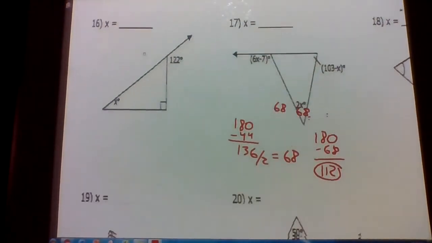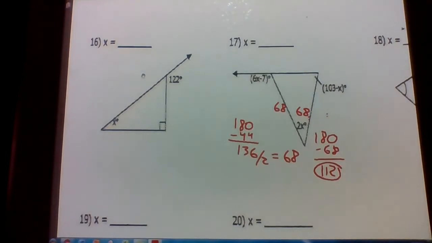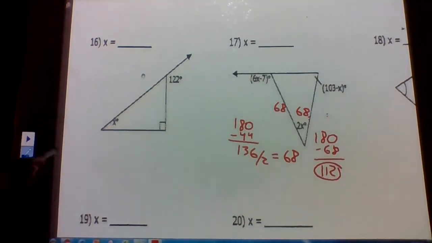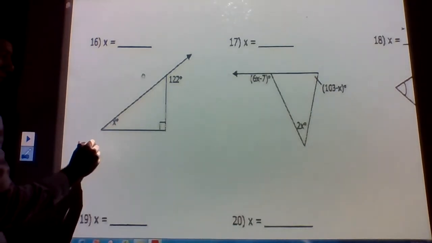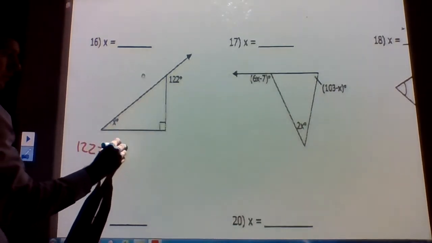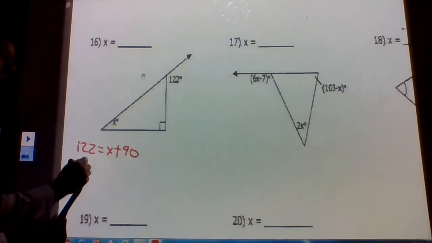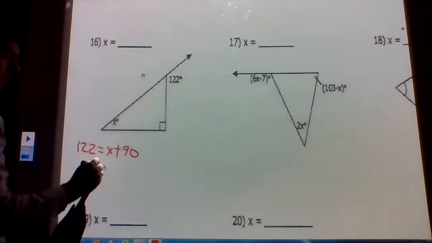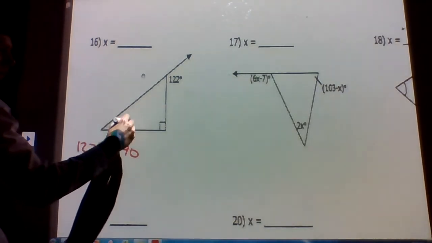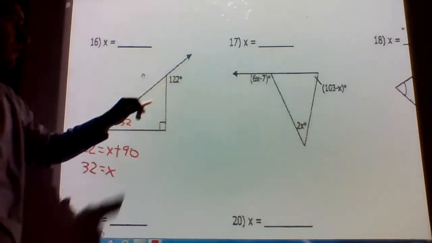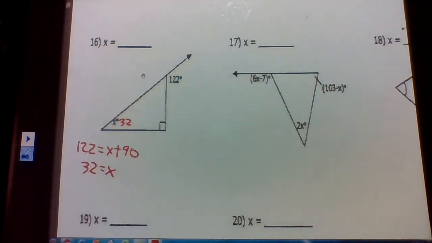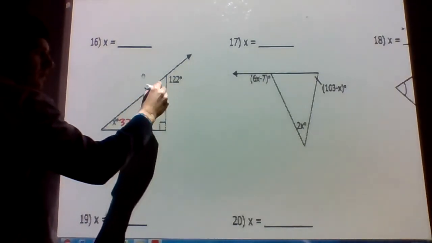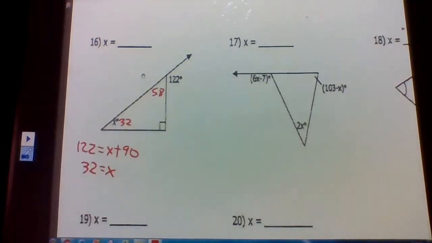There, 16, 17. Okay, here we have an exterior angle. So 122 is going to equal x plus 90. We subtract 90 from both sides, we get 32 equals x. Okay, we could have also done 180 minus 122, which is 58. 58 plus 32 plus 90 is 180.